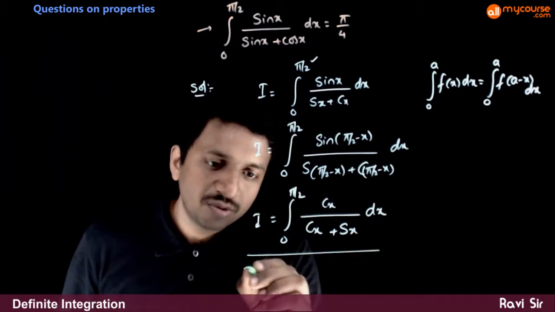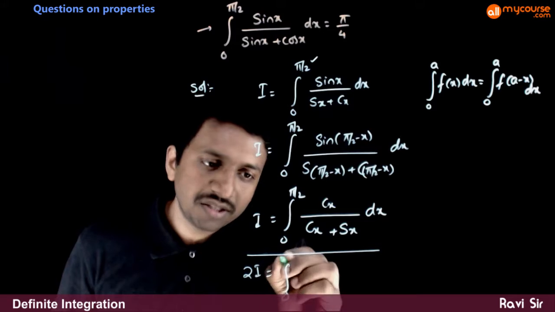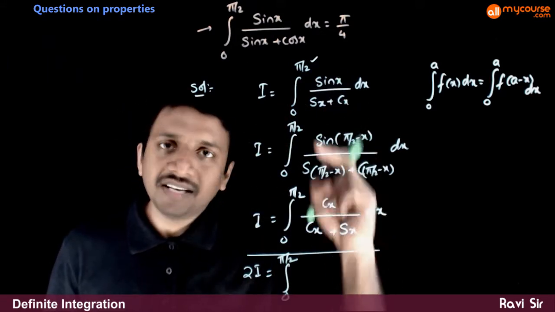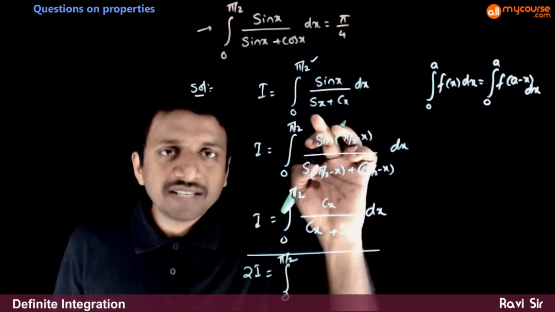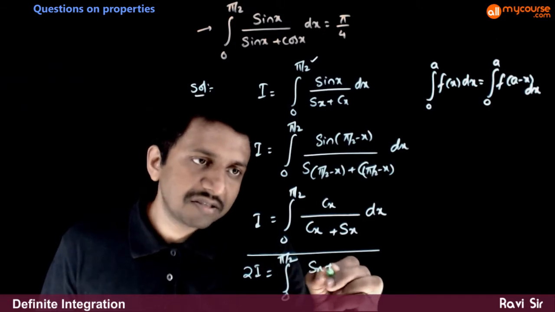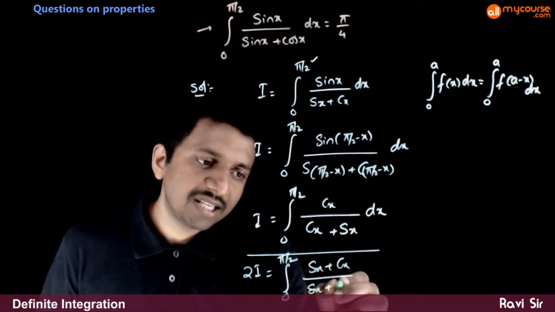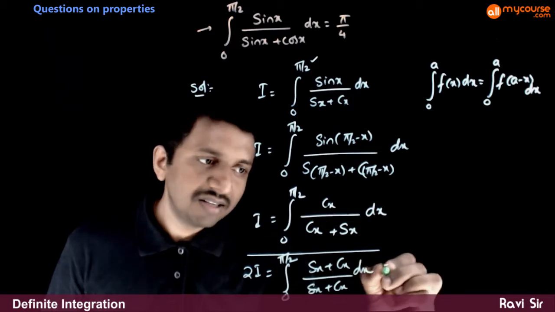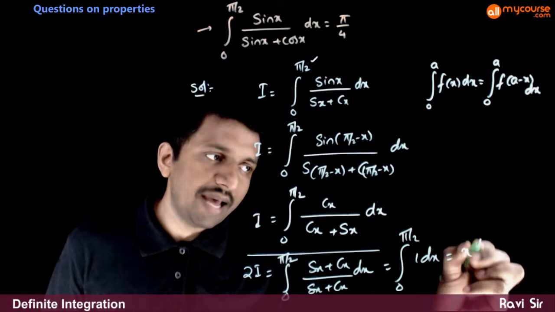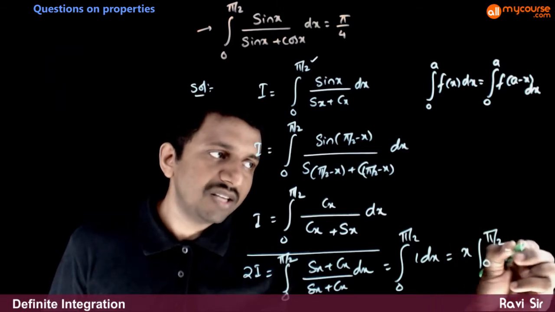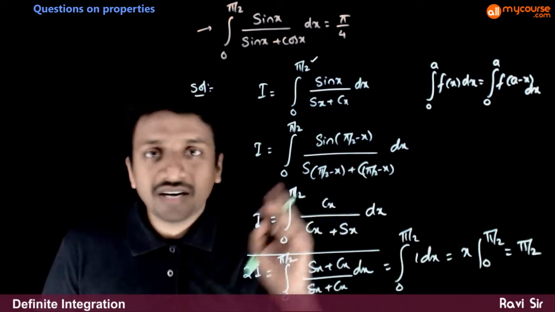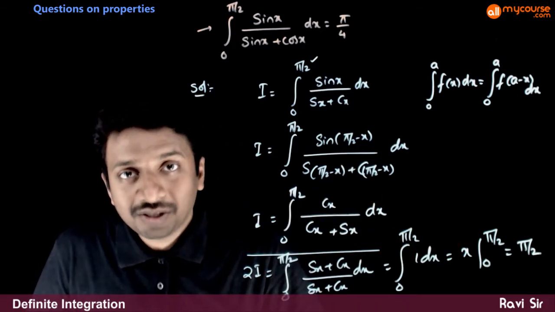So let us add these two. So 2I is equal to the integral from 0 to pi by 2. Both the limits are the same, so you can add the integrals inside. So sin x by (sin x plus cos x) plus cos x by (sin x plus cos x), that is (sin x plus cos x) by (sin x plus cos x) dx, which is equal to the integral from 0 to pi by 2 of 1 dx, that is equal to x from 0 to pi by 2, which is equal to pi by 2. So 2I has turned out to be pi by 2.